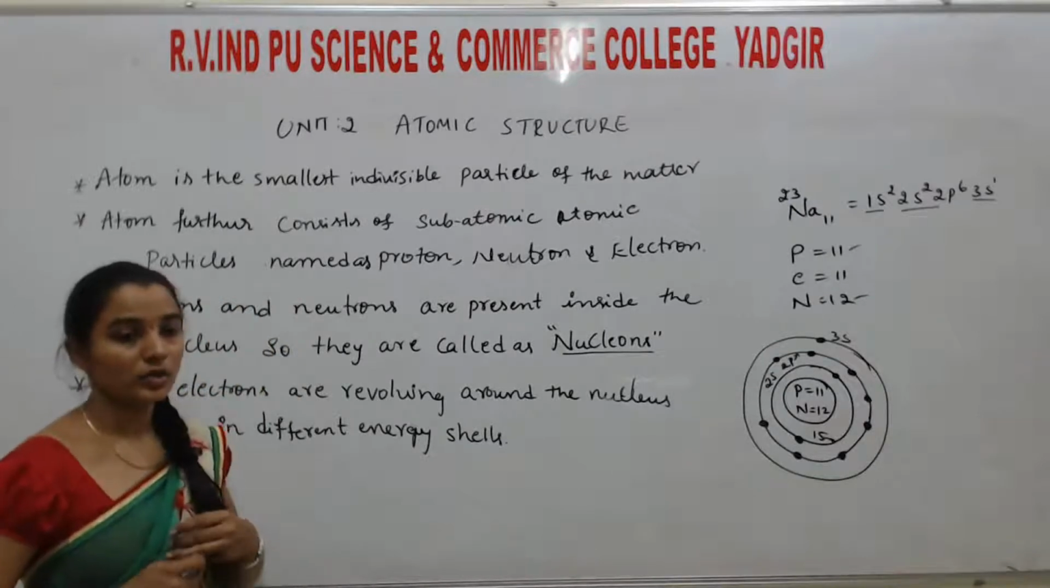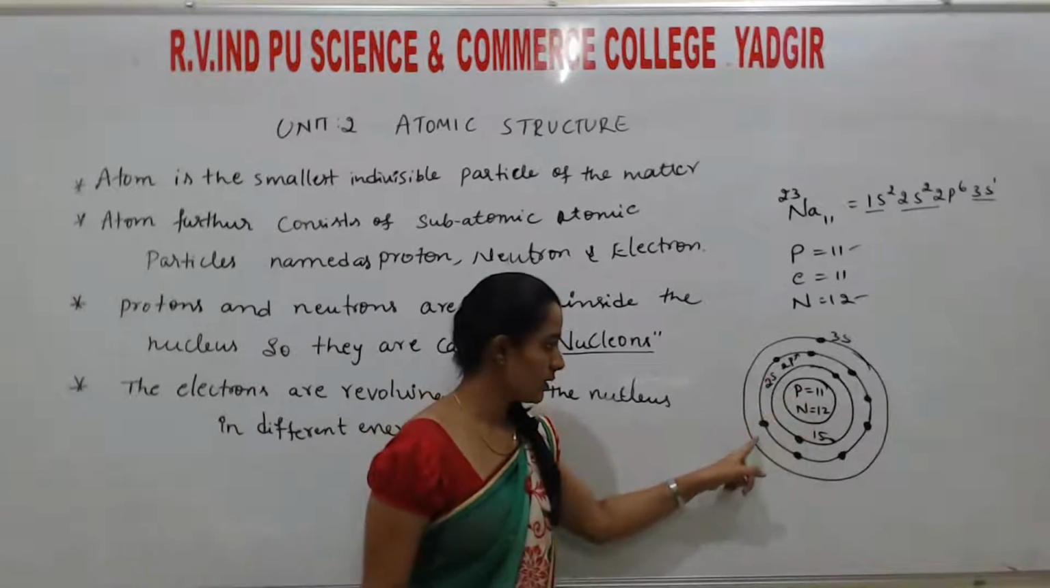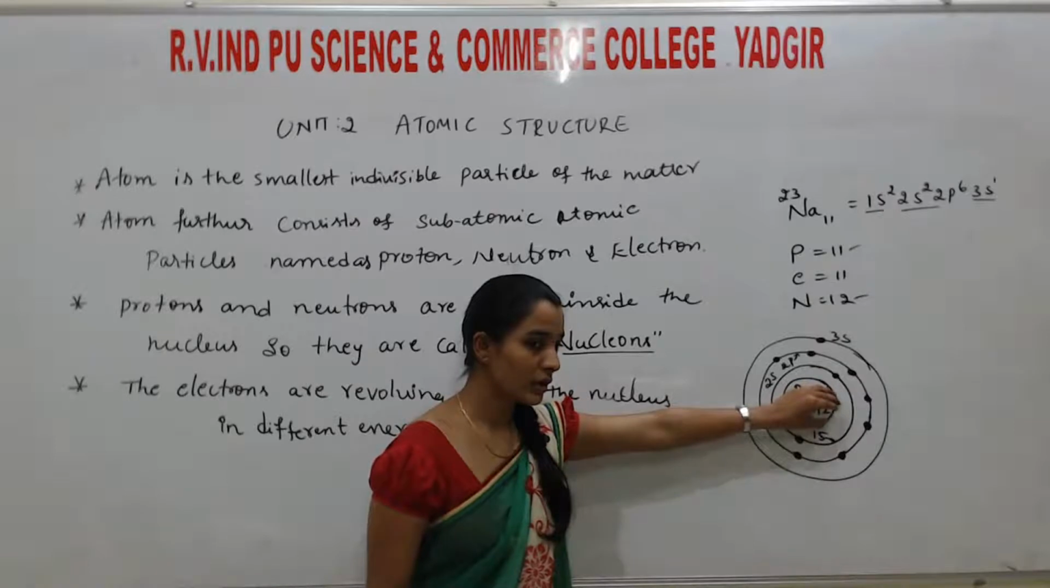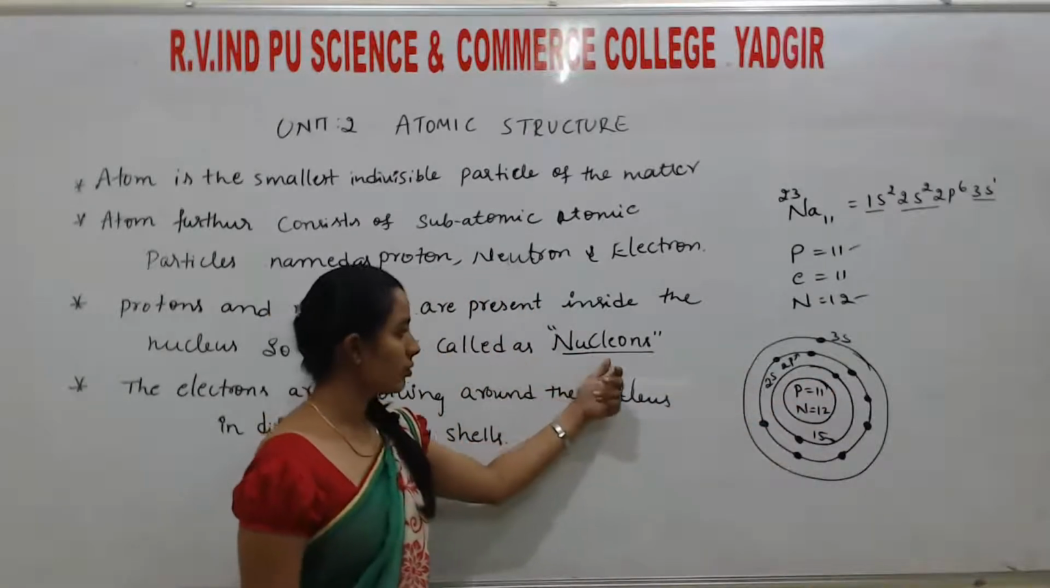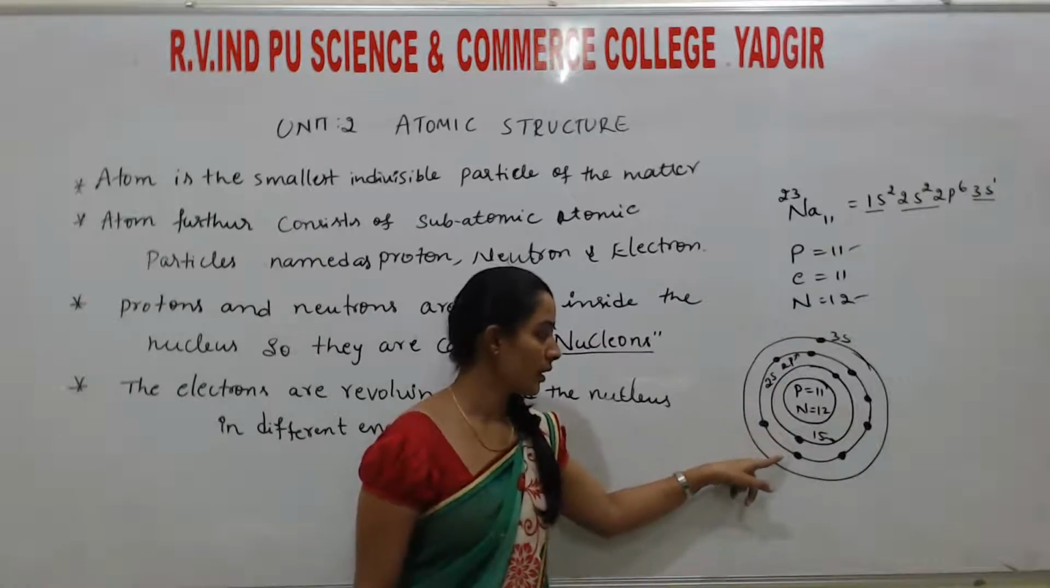An atom. So an atom consists of the subatomic particles, protons, neutrons, and electrons. Protons and neutrons are present inside the nucleus, so they are called as nucleons, and these electrons are revolving around the nucleus in different energy shells.